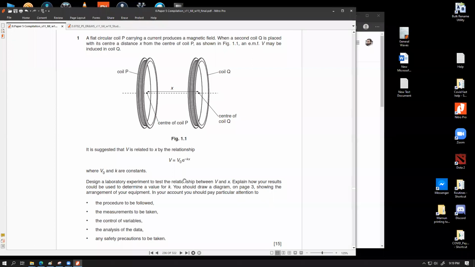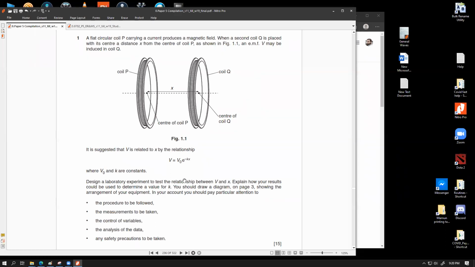The essential part which we have to make sure not to change is that we're going to have two coils which are not going to be changed. So we make two coils and they can be used for all of our readings. Here the independent variable is x, the distance between the centers of the two coils, and the dependent variable is the voltage that is created on coil Q. The control variables would be, in my opinion, the current flowing in coil P, and the number of turns in coil P and coil Q. This has to be kept constant.